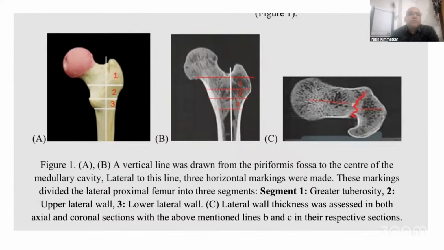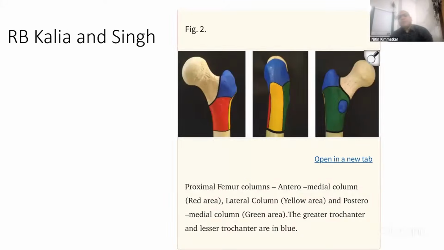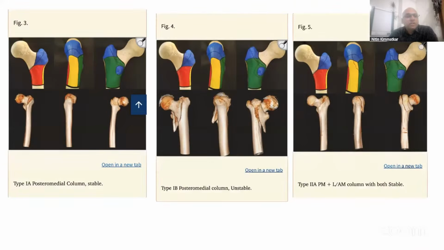Somebody has also developed a CT scan classification. They have put a line from the piriformis fossa to the middle of the shaft of the femur, and divided the lateral wall into 3 parts, like the intertrochanteric area, then upper lateral wall and lower lateral wall. They also measured the lateral wall thickness in the transverse section of a CT scan. So there are many people who have developed this. The fellow from India, R.B. Kalyan Singh, has developed a column classification. They have divided the upper end of the femur into 3 columns, posteromedial, anteromedial, and lateral column, along with the tuberosities, the greater trochanter and lesser trochanter. And permutations and combinations will give you different types of fracture.